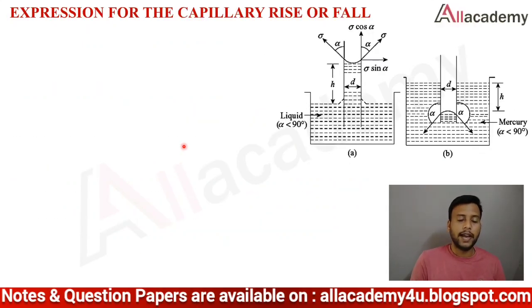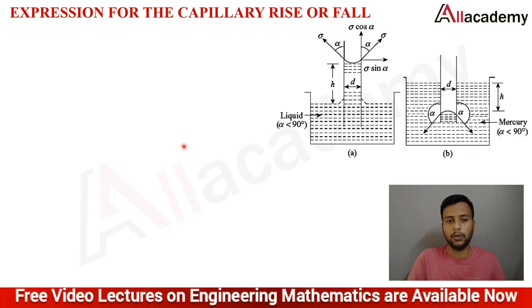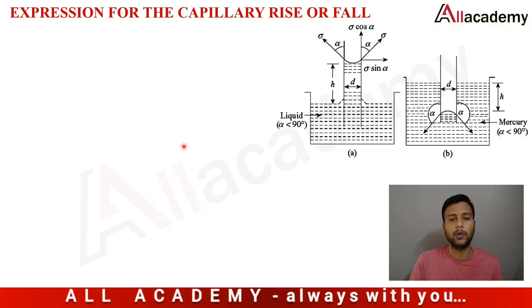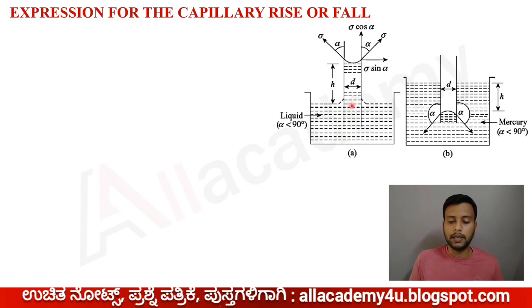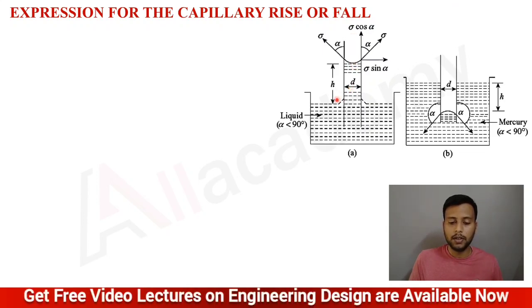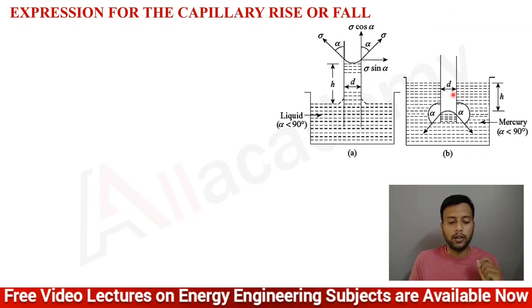Now let us derive the expression. How do we determine what height the water has risen? We have an expression for this, the equation for capillary rise and capillary fall. Let us consider a small figure. In the first figure you are observing capillary rise, because the water level is above the adjacent layer of liquid. In the second case, the water is coming below, which is a capillary fall.